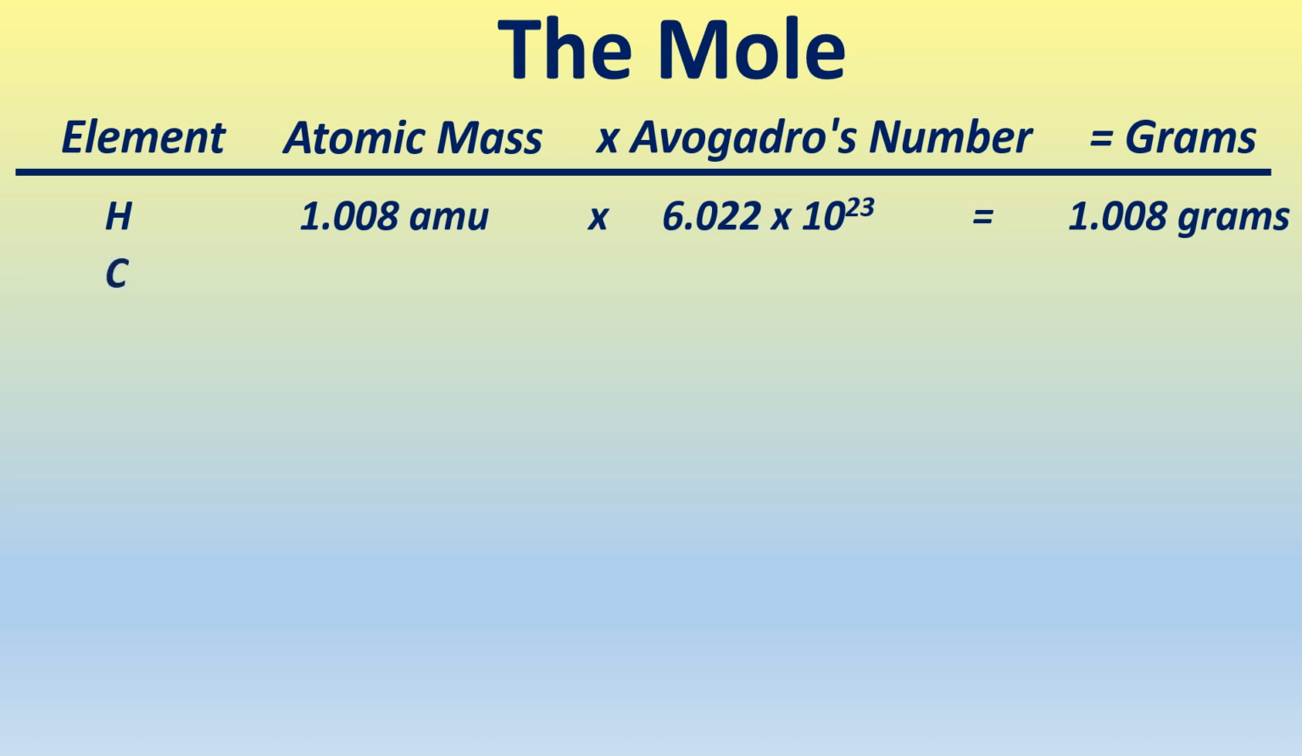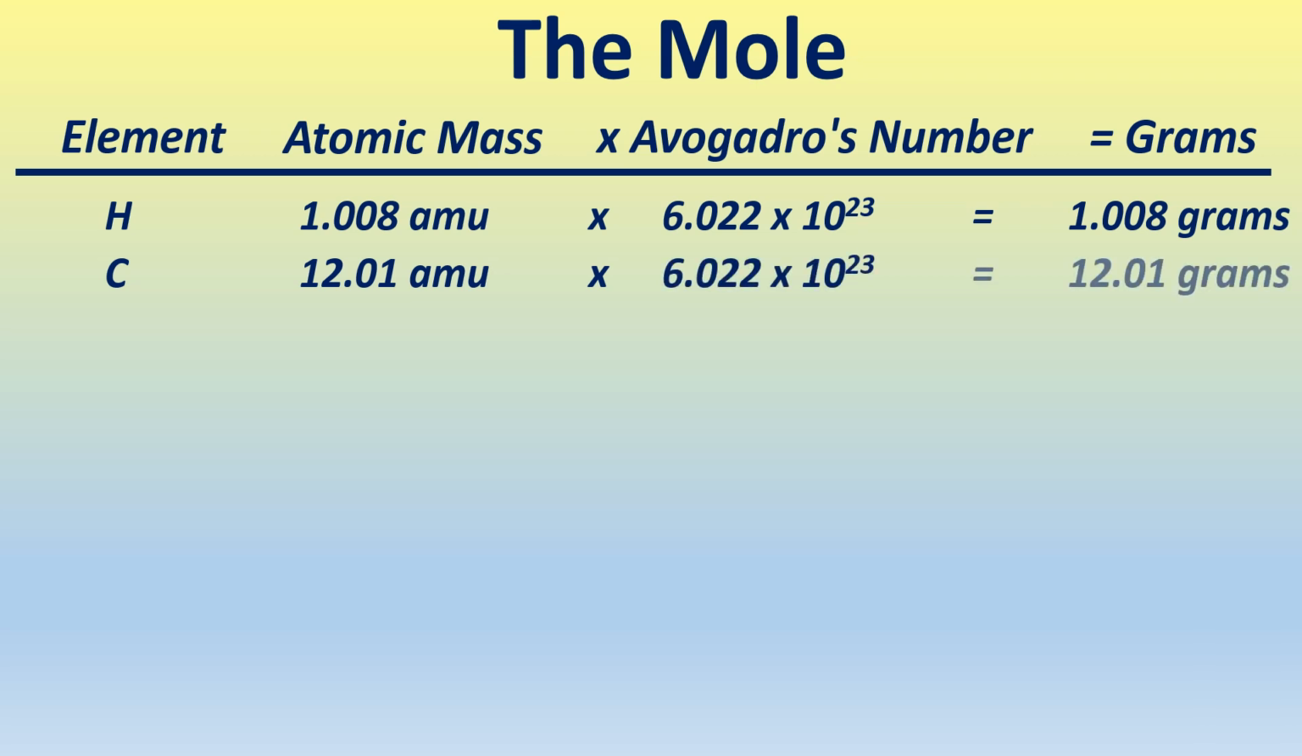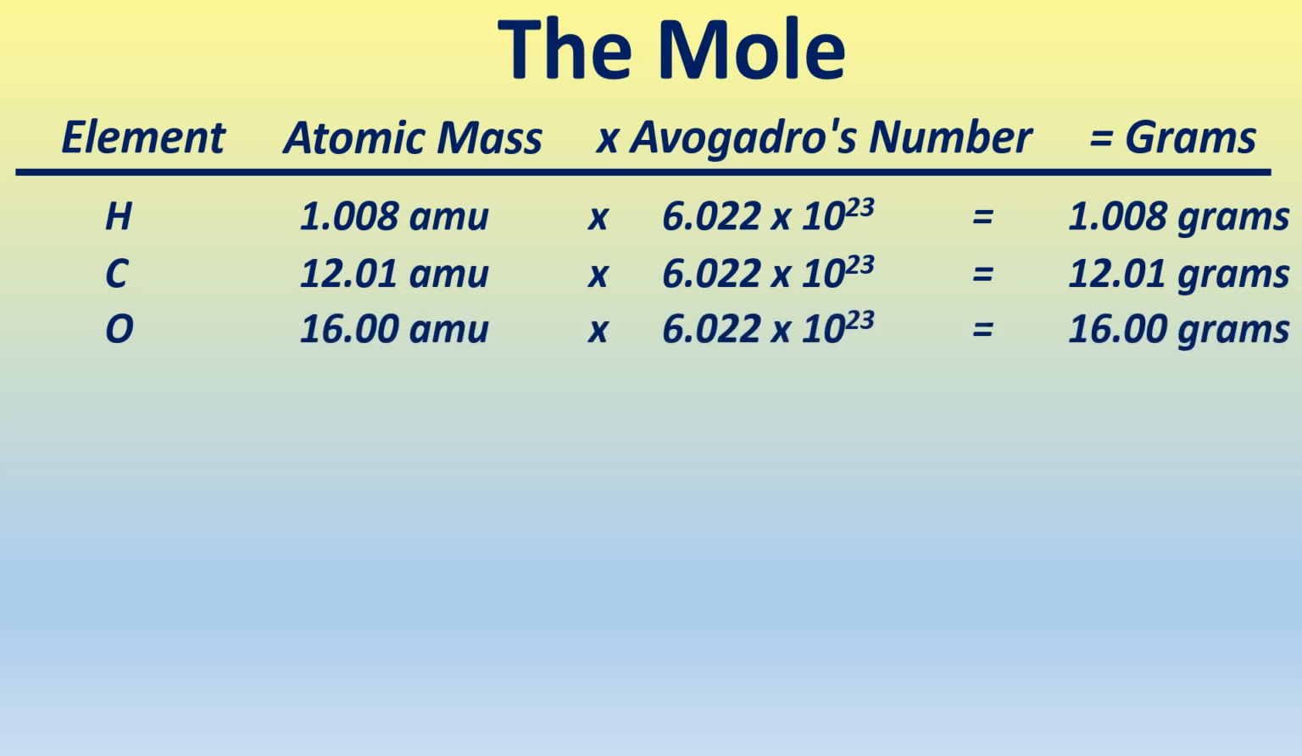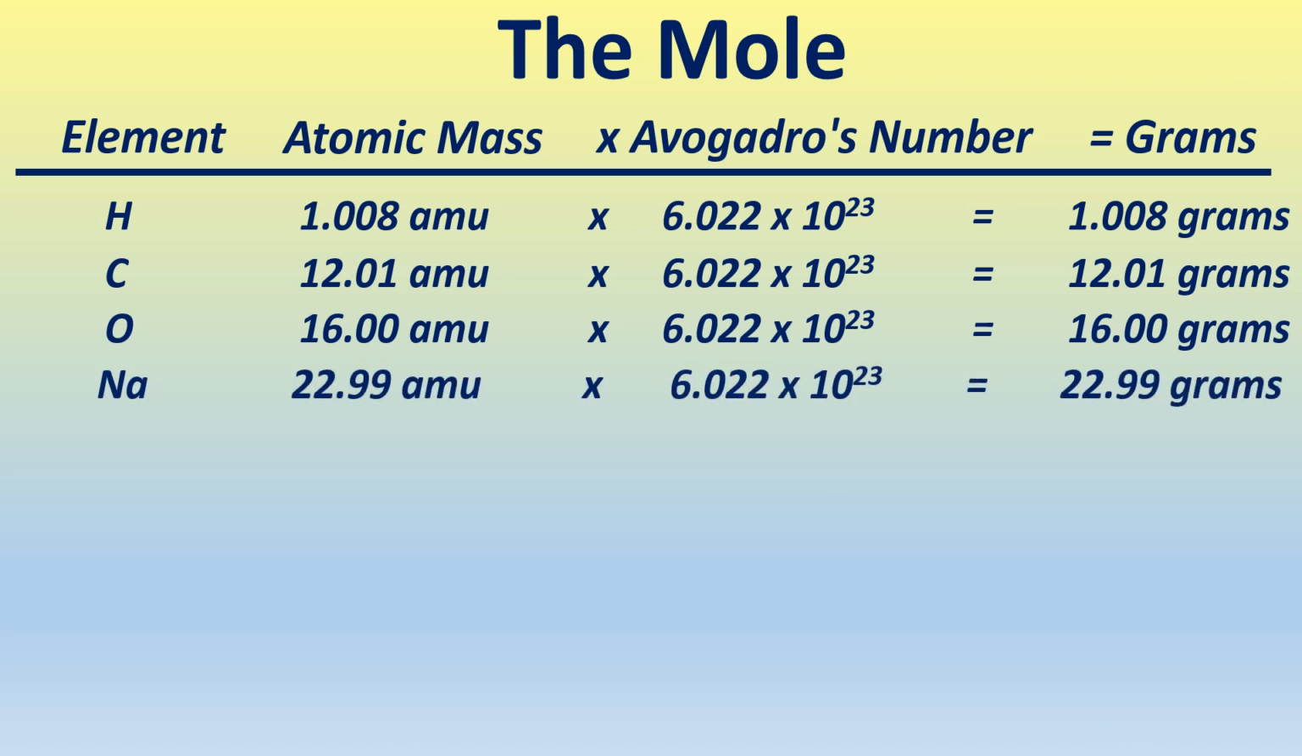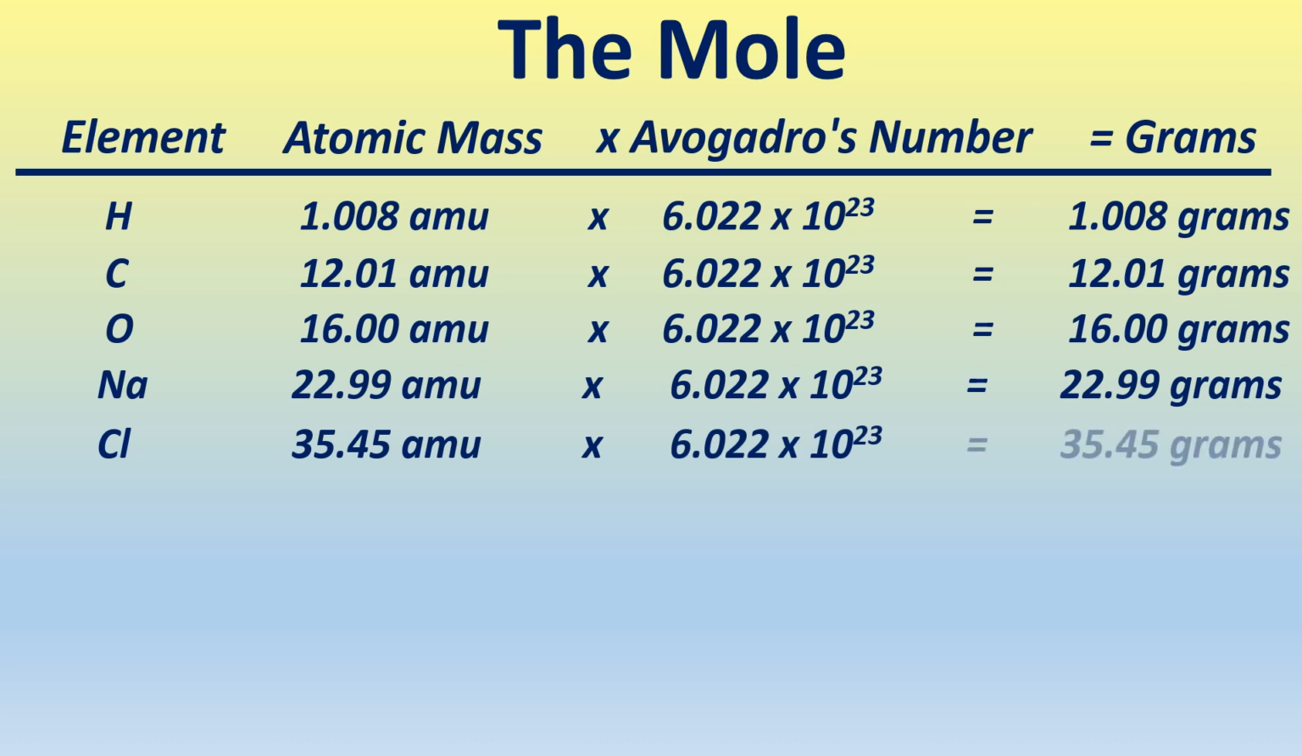Carbon with a weight of 12.01 AMU, 1 mole would weigh 12.01 grams. Oxygen at 16 AMU would have 1 mole weighing 16 grams. Sodium, 22.99, would weigh 22.99 grams per mole. Chlorine, 35.45 AMU, would have 1 mole weighing 35.45 grams.